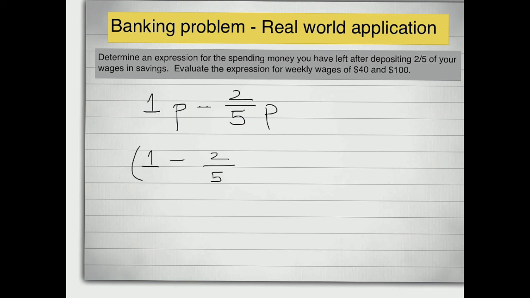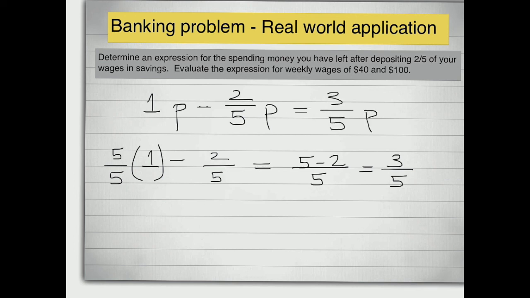You can find a common denominator, and you're going to get 5 minus 2 over 5, which gives you 3/5. And remember, we're going to keep the p along for the ride, so we get 3/5 p. This is how much money is actually left over after you put some of that money aside for savings.